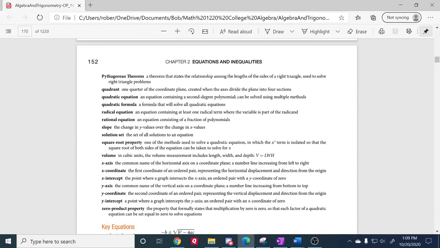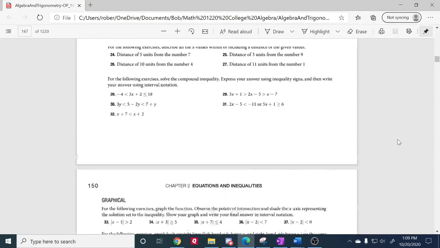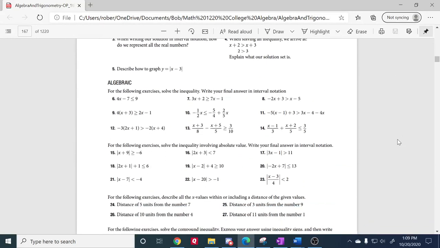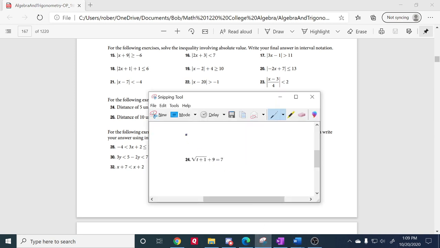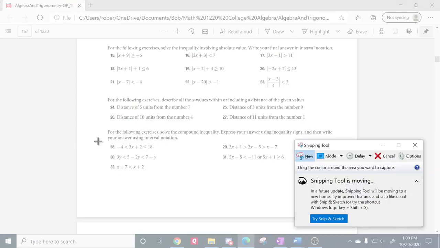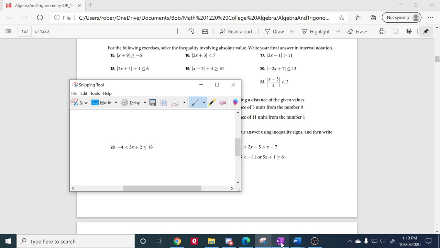No. How come I'm not getting this? 150, 160. That's right. So it's back further. 160. 2.7, number 28. Yes. Sorry. Okay. Let me.